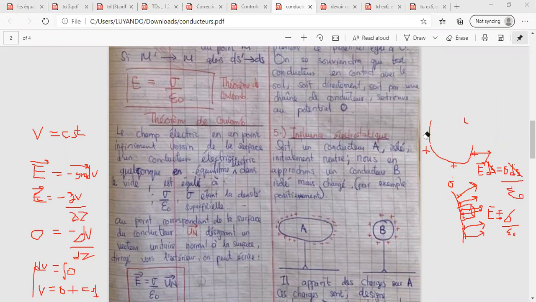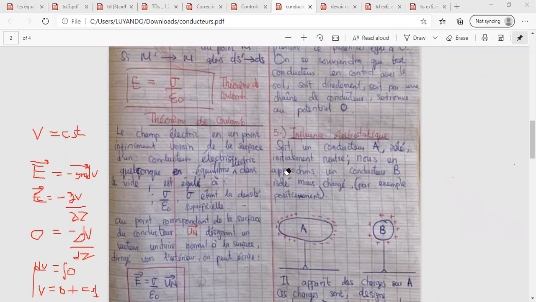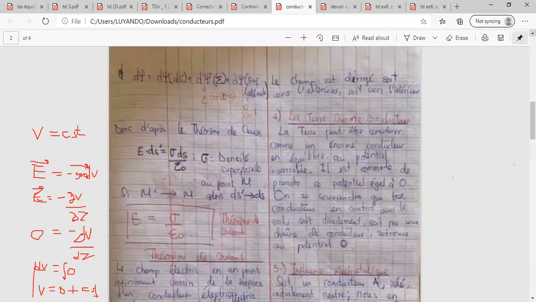Okay, we continue. Yes, this is everything that they were trying to explain. The next part is now we're going to talk about the Earth as a conductor. We know that the Earth can also be called a conductor, and the potential of the Earth is equal to 0. So how is the potential of the Earth equal to 0?